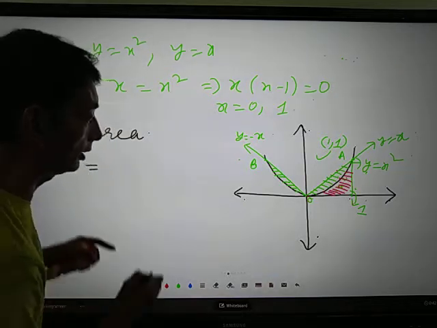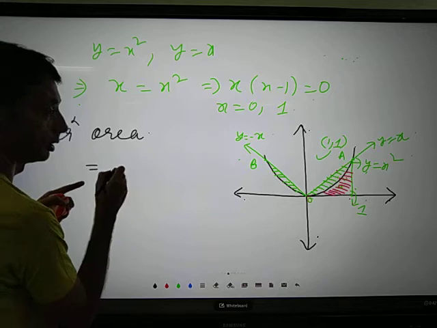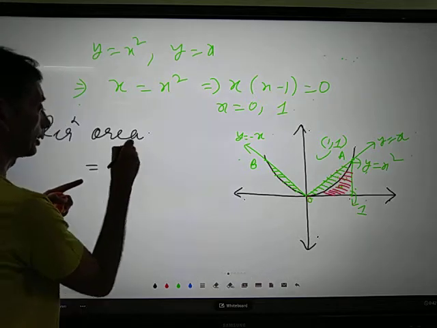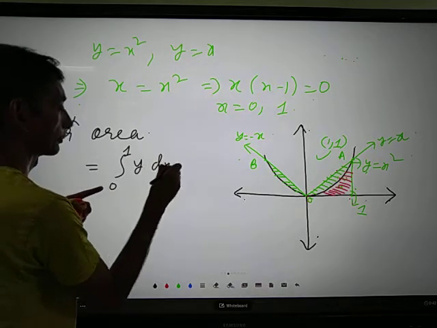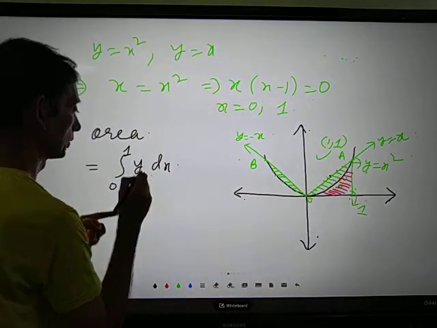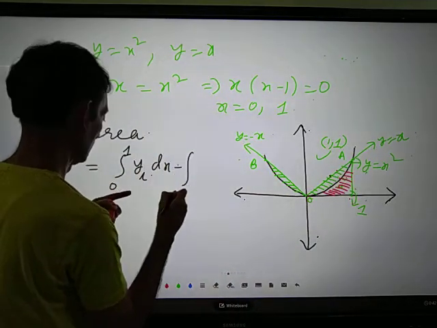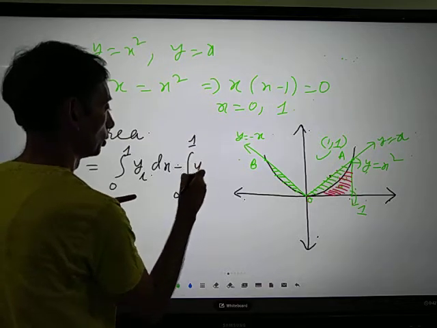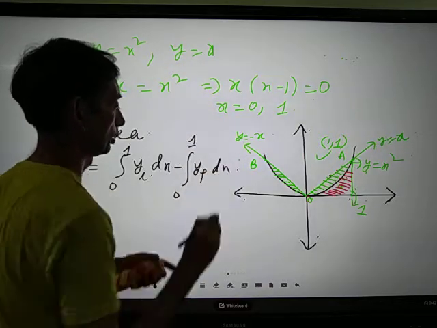Okay, required area, that is integral from 0 to 1 of y dx, that is y means line, minus integral from 0 to 1 of y, that is the parabola.